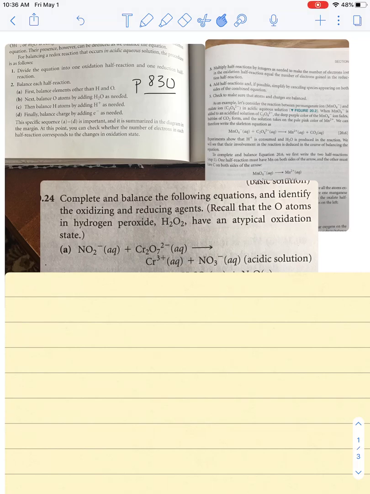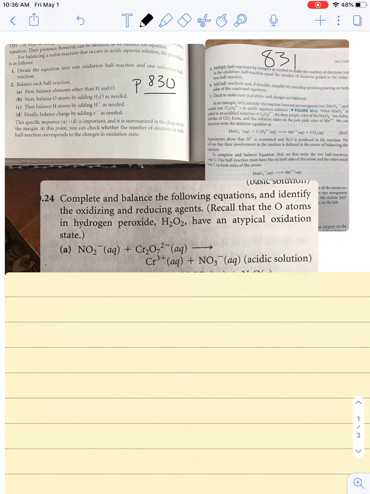Okay, I wanted to take you guys through a review of balancing redox half reactions. This is copied right from your textbook, page 830 and then page 831. So these are the steps that you take, and the easiest thing, I think, is to take you through an example.